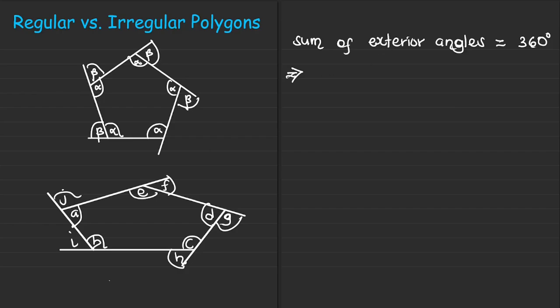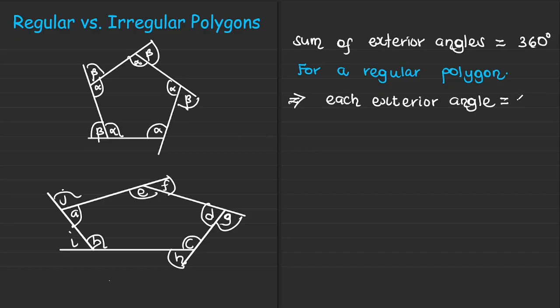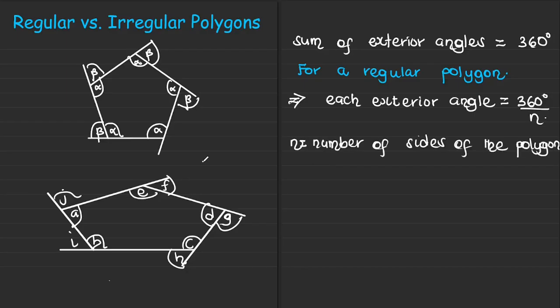So let me write that clearly. For a regular polygon, each exterior angle is equal to what? 360 degrees all over n. You see, where n is simply what? The number of sides. So the n is simply the number of sides of the polygon.